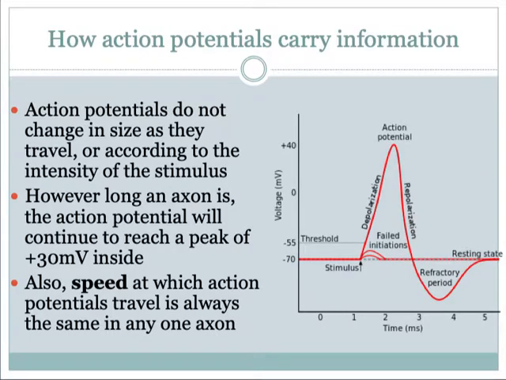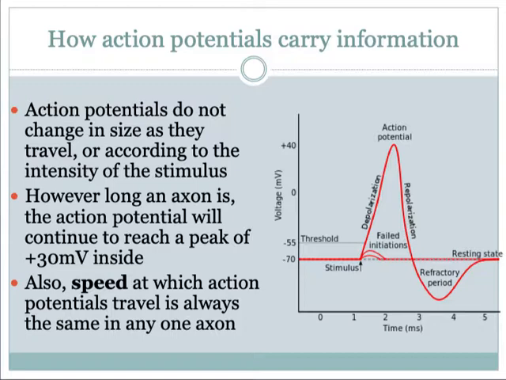Okay, so action potentials do not change in size as they travel, and they also don't change in size according to the intensity of the stimulus. However long an axon is, the action potential will continue to reach that peak value of plus 30 millivolts inside all the way along. So a very strong light shining in your eyes will produce action potentials of precisely the same size as a dim light.